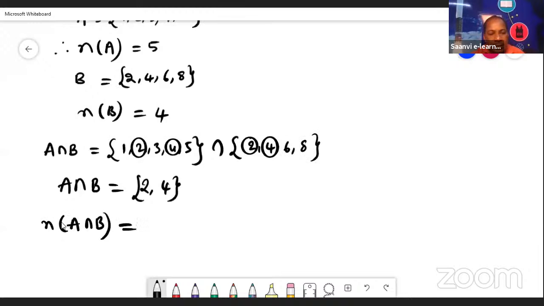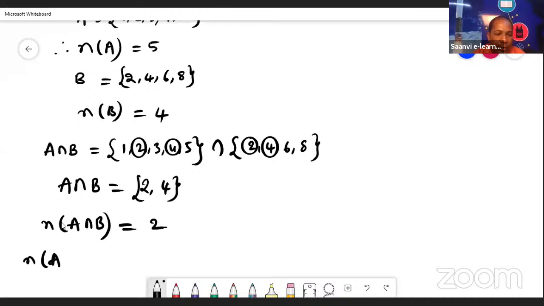N of A intersection B means the number of elements in A intersection B. So in A intersection B, how many elements are there? 2 elements are there, right? So now we know what is N of A, what is N of B, and what is N of A intersection B. Now we can find easily N of A union B.